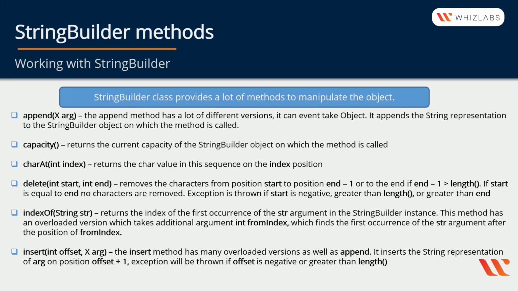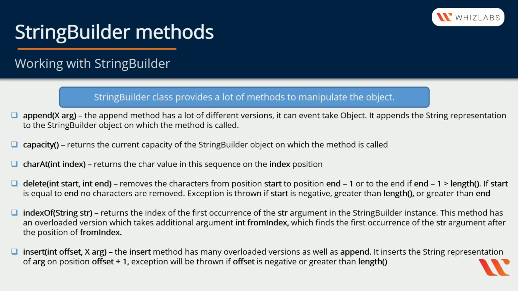Next, we have indexOf, which takes a string argument and returns the index of the first occurrence of the str argument in the StringBuilder instance. This method has an overloaded version which takes an additional int argument, fromIndex, which finds the first occurrence of the str argument after the position of fromIndex.